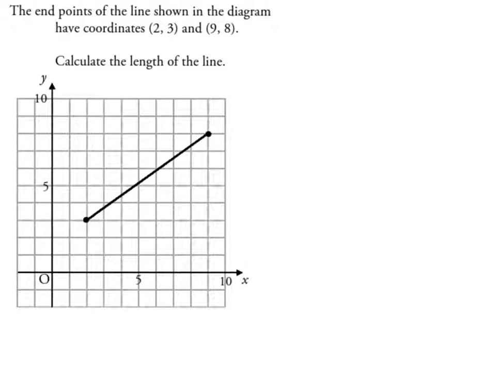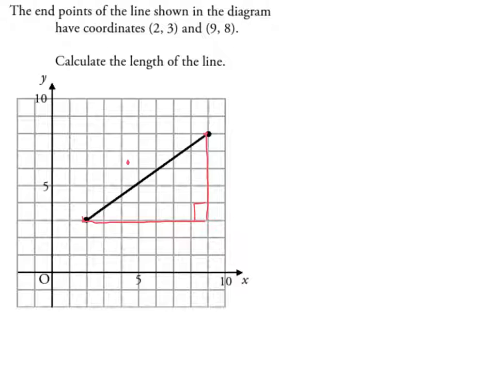Here is the third question on the unit assessment. They want to calculate the length of this line between the points (2, 3) and (9, 8). Well, this is a Pythagoras question if I make this a right angle here. So it wants to work out, in this case, the long side in a right angle triangle.